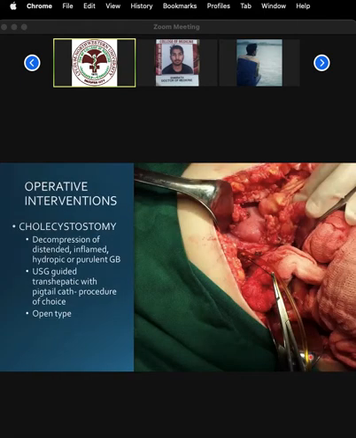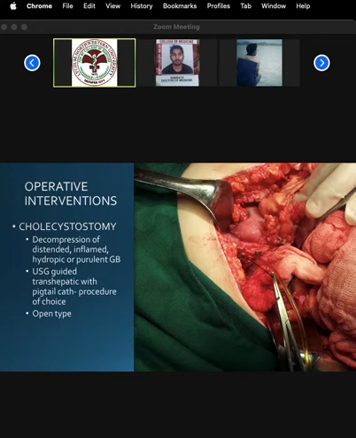So let's now go to your operative interventions. When we say cholecystostomy, this means decompression of the distended or inflamed, hydropic or purulent gallbladder. You may do it by ultrasound guidance through the liver using a pigtail catheter. Okay? This is the procedure of choice. Or we may do an open type cholecystostomy.